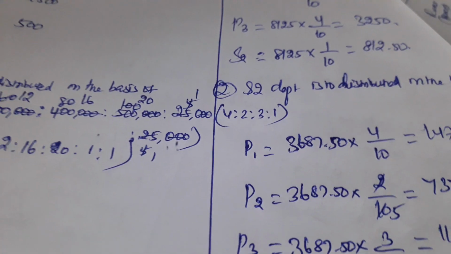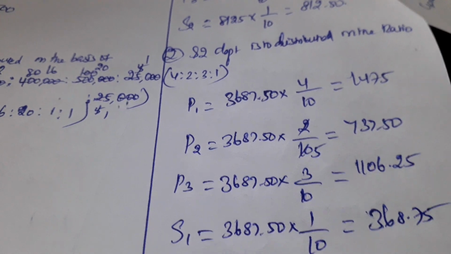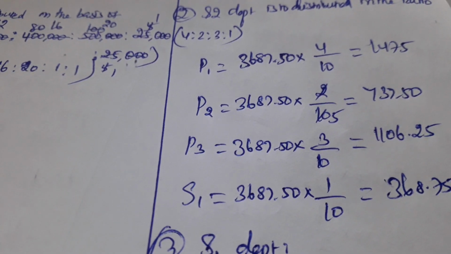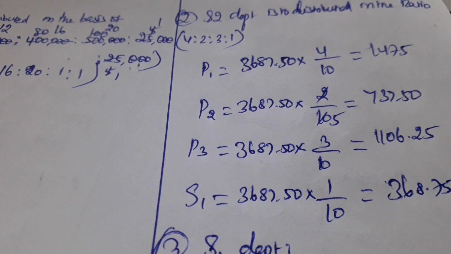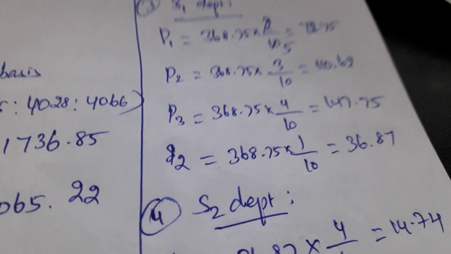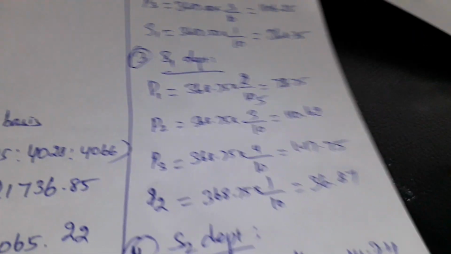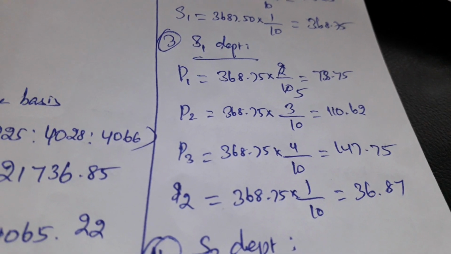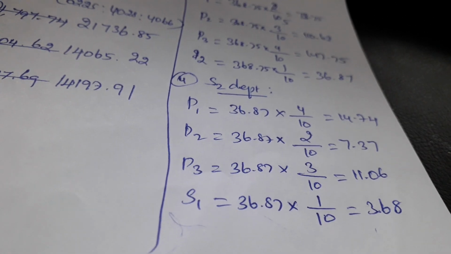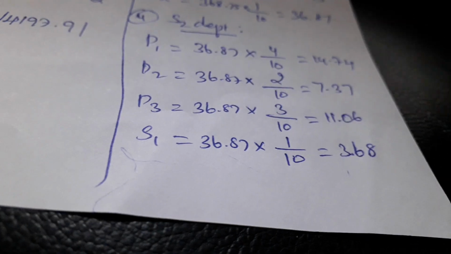S2 department is to be distributed in the ratio 4:3:2:3:1, with values for the production departments and the service department. Then we have the S1 department; the service department value we have to distribute to other departments. Then service department 2.